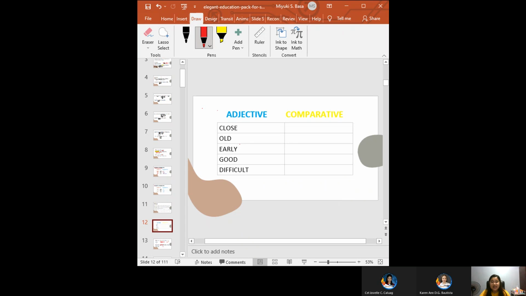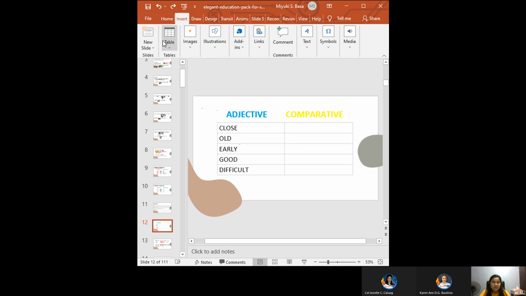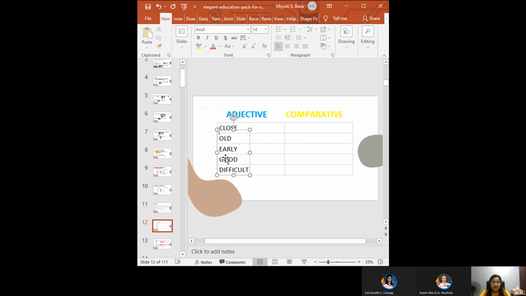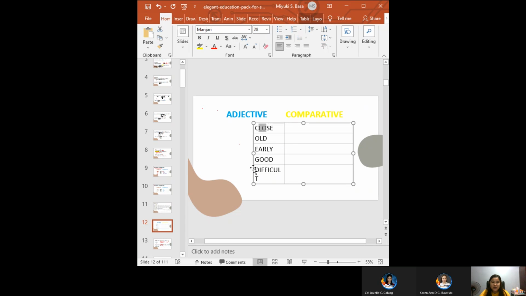So before we end our class, let's have an activity. As you can see in the slide, there are two columns. The first column is the adjective and the second one is the comparative. Now what you're going to do is to change this word into comparative. Are we clear with that, guys? Yes po. Okay. Anyone who would like to answer first?